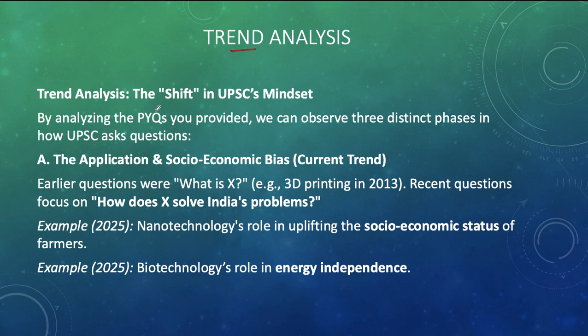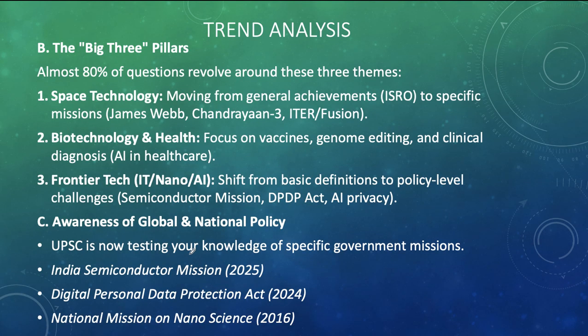With respect to trend analysis, students, there is a shift in UPSC mindset. Application and socio-economic bias is there, especially in some recent questions like nanotechnology's role in uplifting socio-economic status and biotechnology's role in energy independence. All these questions show that the examiner is trying to link technology with the socio-economic aspect. So we need to prepare in that aspect also, students.